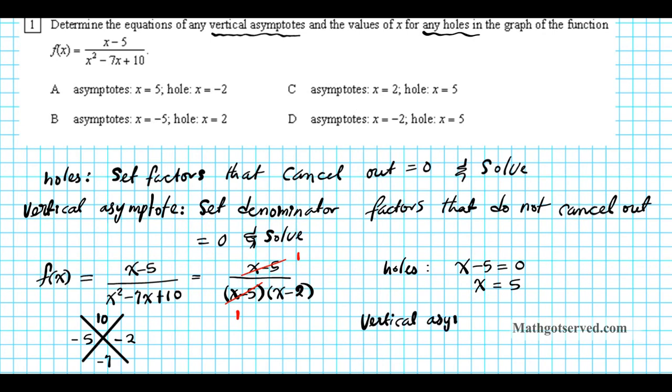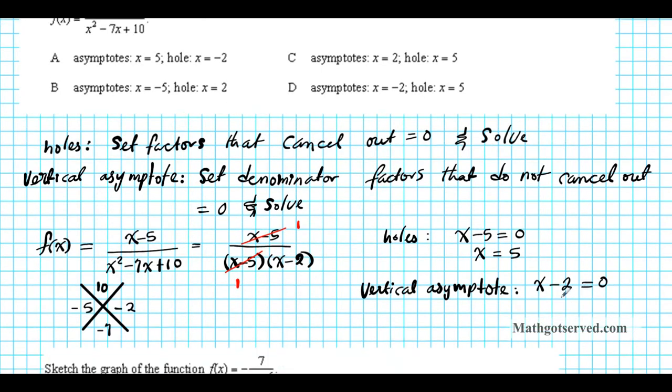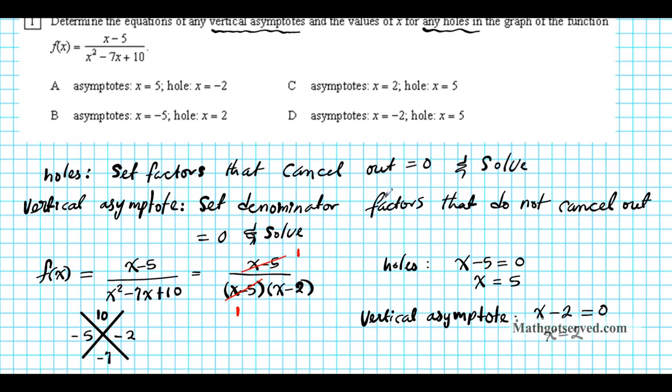To find the vertical asymptote, you look at the denominator and extract the factors that did not get cancelled out. In the reduced form of the expression, you set the denominator to 0. In this case, x minus 2 doesn't have any common factor in the numerator, so we just extract it, set it equal to 0, and solve. x equals 2 is our vertical asymptote. So let's see, where's the answer? The hole is 5, so it cannot be A or B. The vertical asymptote is 2, so our answer is option C.